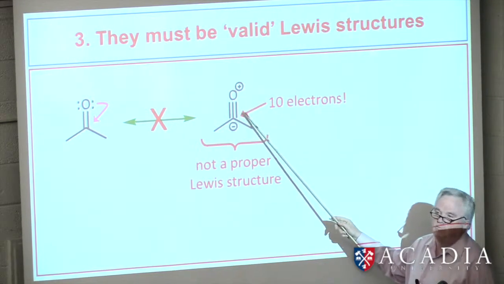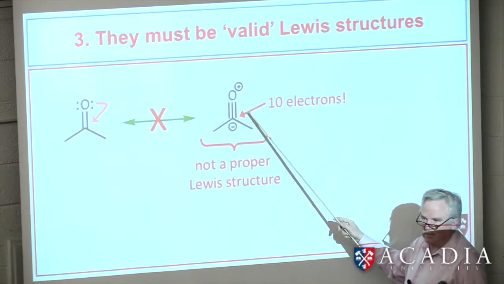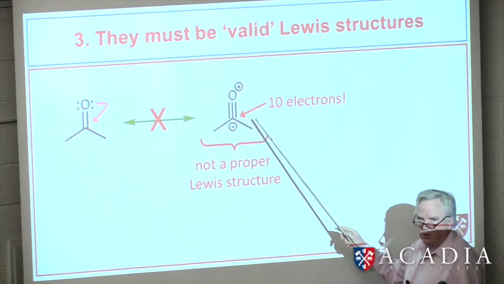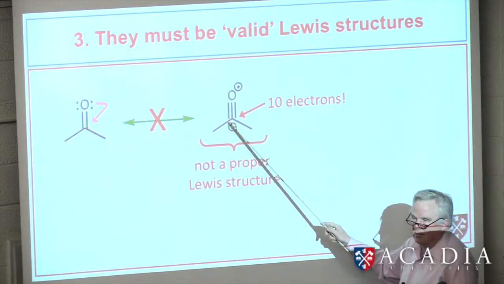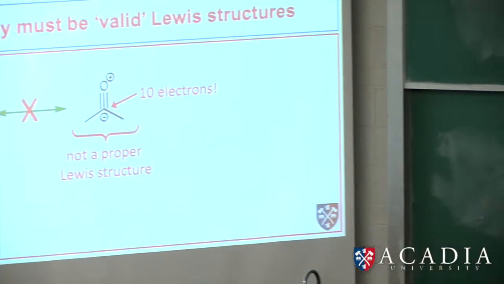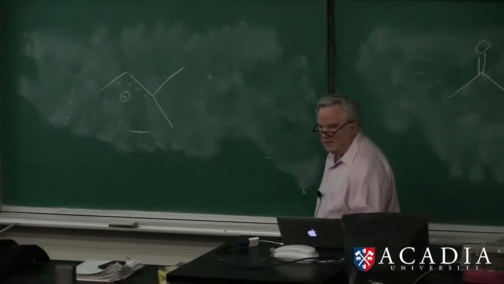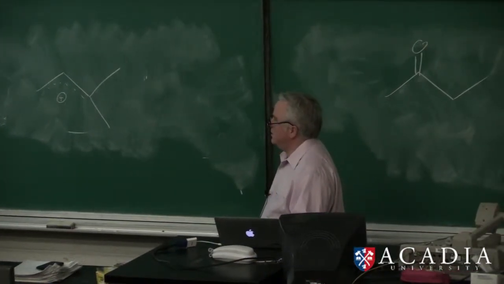I saw a few 5-bonded carbons on the midterms as well, and you'll notice I'll draw an arrow and say you have 5 bonds to this carbon. We never have 5 bonds to carbon. So they have to be valid Lewis structures.